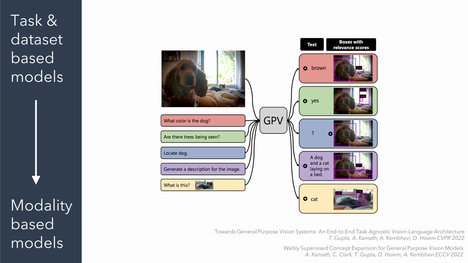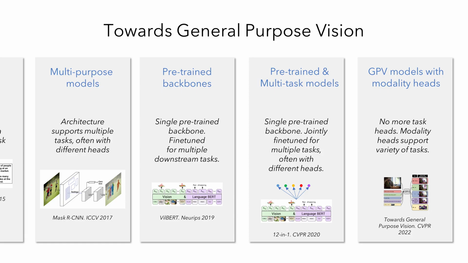And so what was interesting about this to us is that it's not only able to solve the specific tasks that we trained it on, but it could solve related tasks and tasks on other data distributions. So this was a way of moving from task-specific heads to modality heads, enabling support for a range of tasks rather than a set of specific tasks.